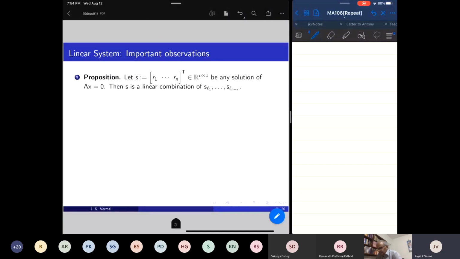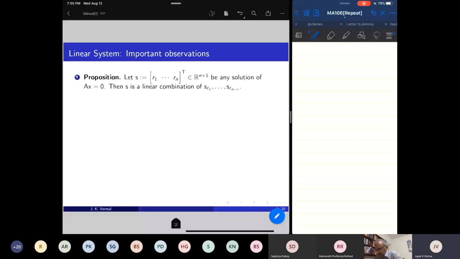Okay, so this will become clear by this proposition: all solutions of Ax equal to 0 are linear combinations of the basic solutions that I just constructed, one for each non-pivotal variable. So there are these n minus r non-pivotal variables. They are the free variables, and corresponding to those free variables, I described a method to obtain particular solutions of Ax equal to 0. Then let me show that any solution of the homogeneous system can be obtained by taking a linear combination of SL1, SL2, up to SL n minus r.